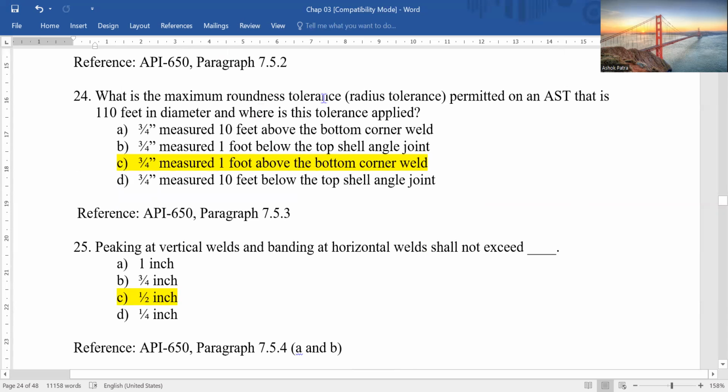So what is the maximum roundness tolerance? Radius tolerance permitted in an AST that is 110 foot. There is a table, just follow 7.5.3. It is written 3/4 inch, measured 1 foot above the bottom corner weld. So you have to measure above the bottom corner weld. Just take it like that.